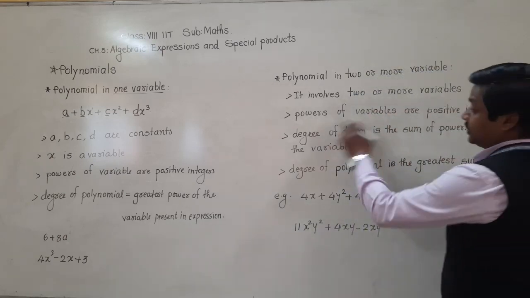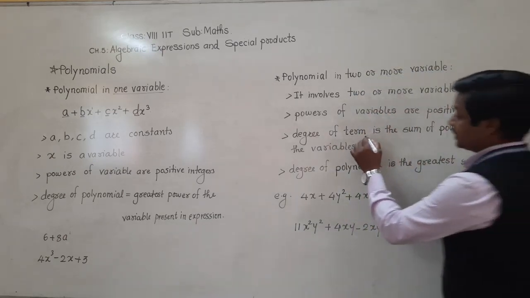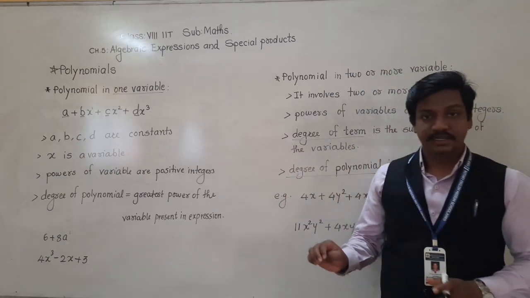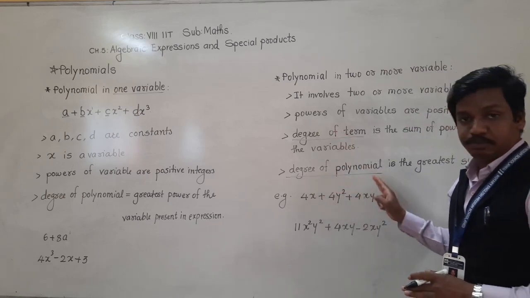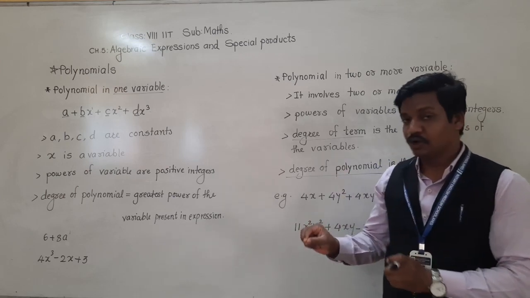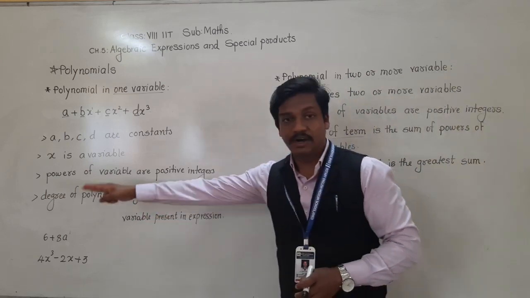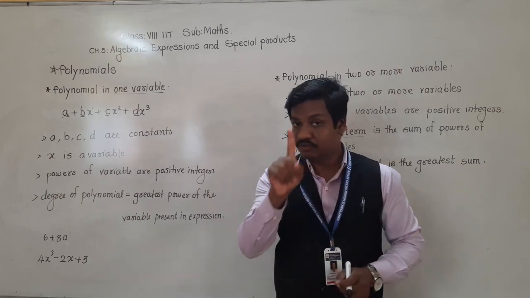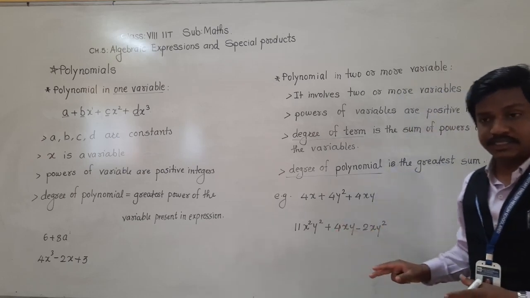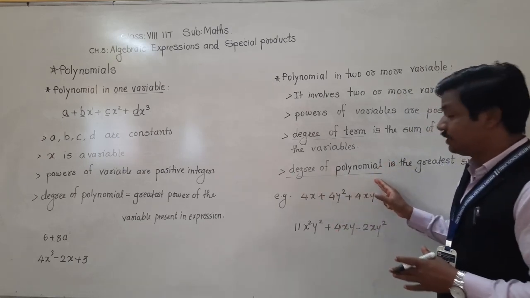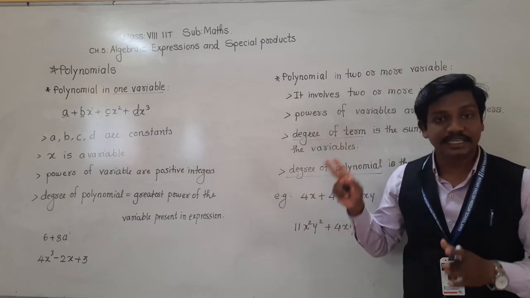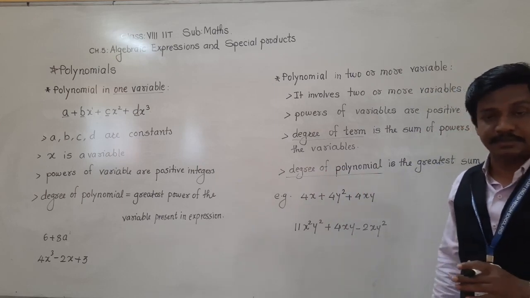Now, first there is the degree of a term, then there is the degree of a polynomial. We need to understand both. There is no direct degree of polynomial here, because earlier we directly found the degree of the polynomial as there was only one variable. Here there are two variables. To find the degree of the polynomial, first we must know the degree of each term present in that expression.